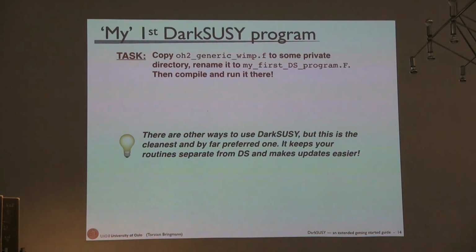Okay, just try this. This is the next task. Literally, use this OH2 generic WIMP, copy it somewhere else in a directory which is completely unrelated to your DarkSUSY installation, rename it, and compile it using make. 5 minutes.